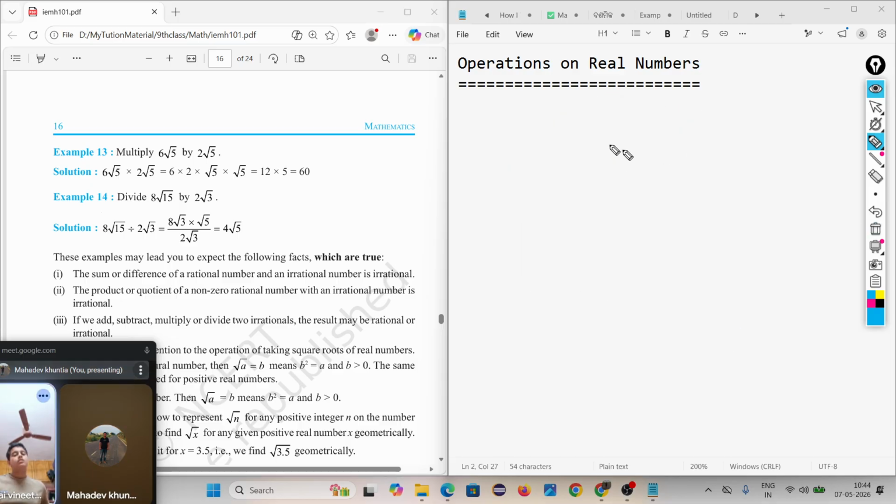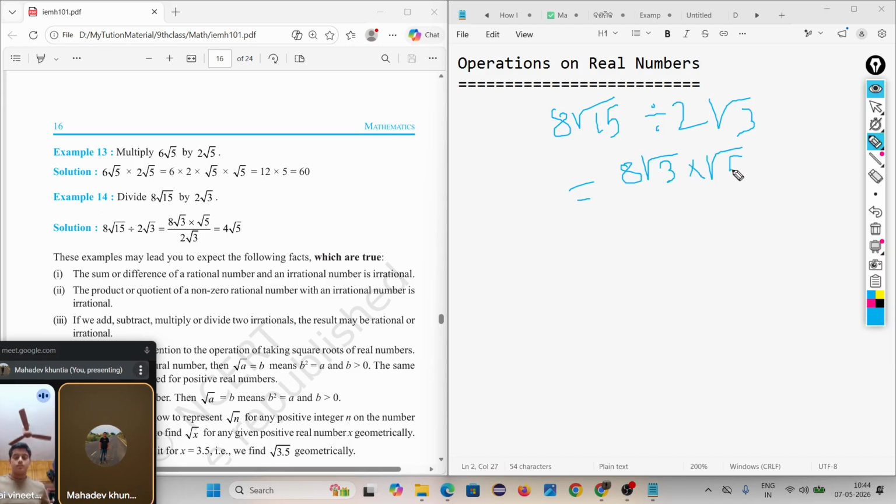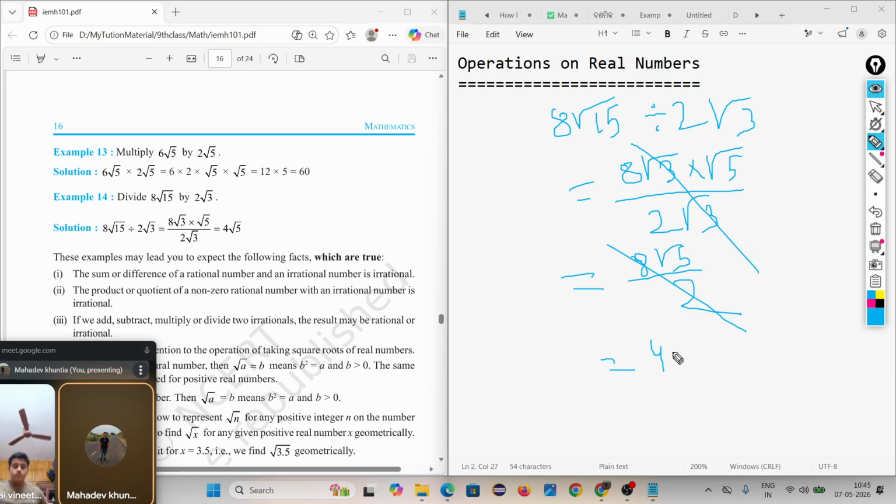Divide. Look, 8 root 15 divided by 2 root 3. If you look initially, you will say, sir, it will never happen. But look, can I write root 15 as root 3 into root 5? Divided by 2 root 3, root 3 cancels. Remaining is 8 root 5 divided by 2. If I cut this also, 4 root 5.